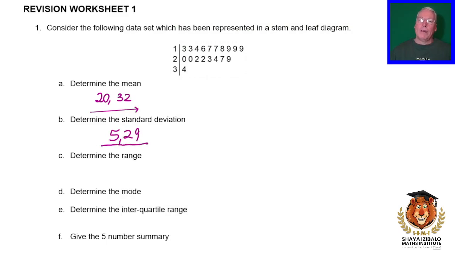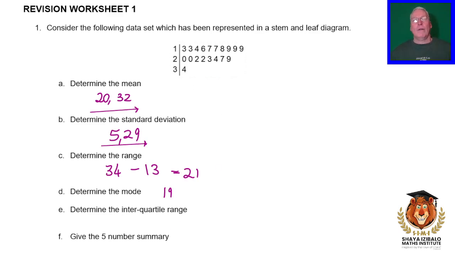Right, the range is very straightforward. It's just the biggest minus the smallest. So it's going to be 34 minus 13, 21. The mode is the most common one. Which one occurs the most often? And that is 19. There are 3 19s.